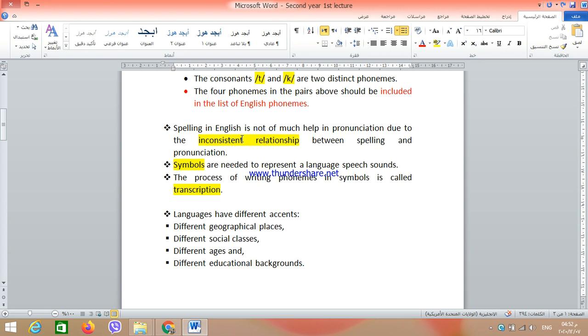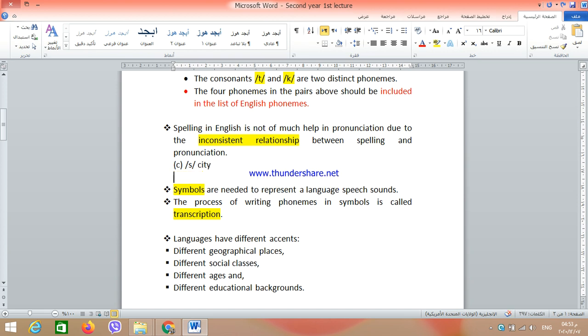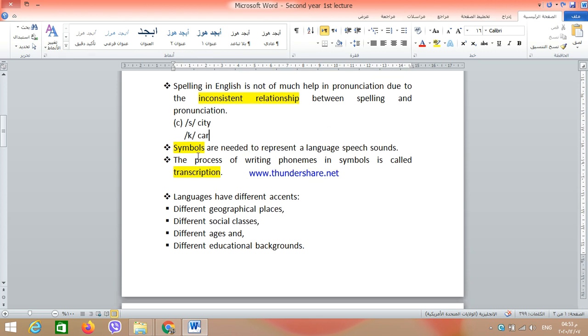Sometimes we have letters that are pronounced in different ways. If we take the letter C, for example, this C can be pronounced as s, as in the word city. Sometimes it's pronounced as k, as in the word car. So we have the same letter, but we have a different pronunciation each time.